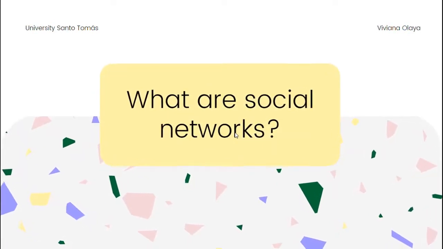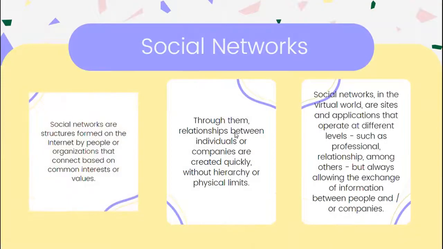What are social networks? Social networks are structures formed on the internet by people or organizations that connect based on common interests or values. Through the relations between individuals or companies, they are created with virtual or physical limits. Social networks in the virtual world are cities on applications that operate at different levels, such as professional relations, among others, but always allowing information exchange between people and companies.